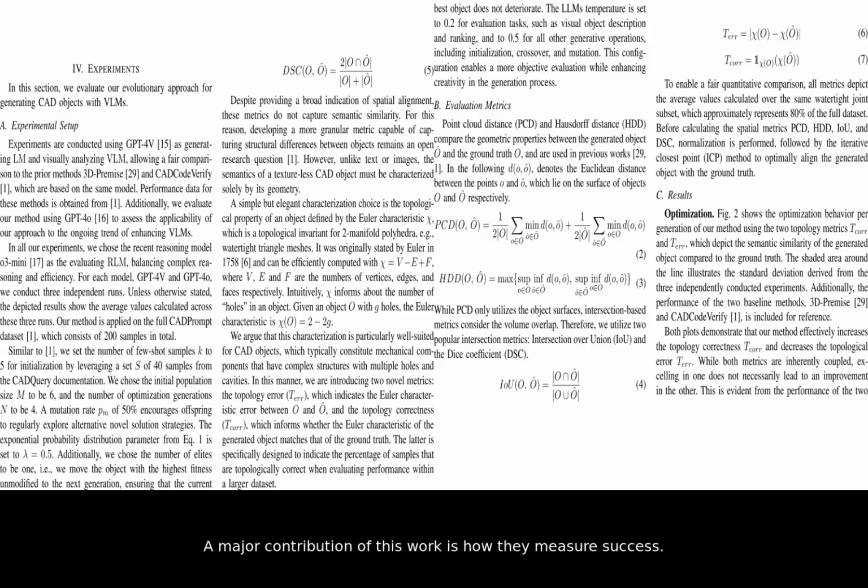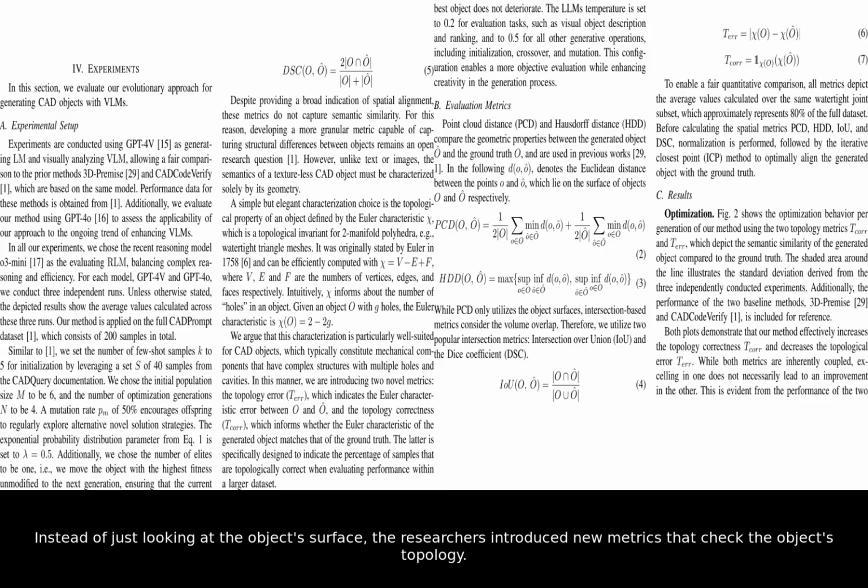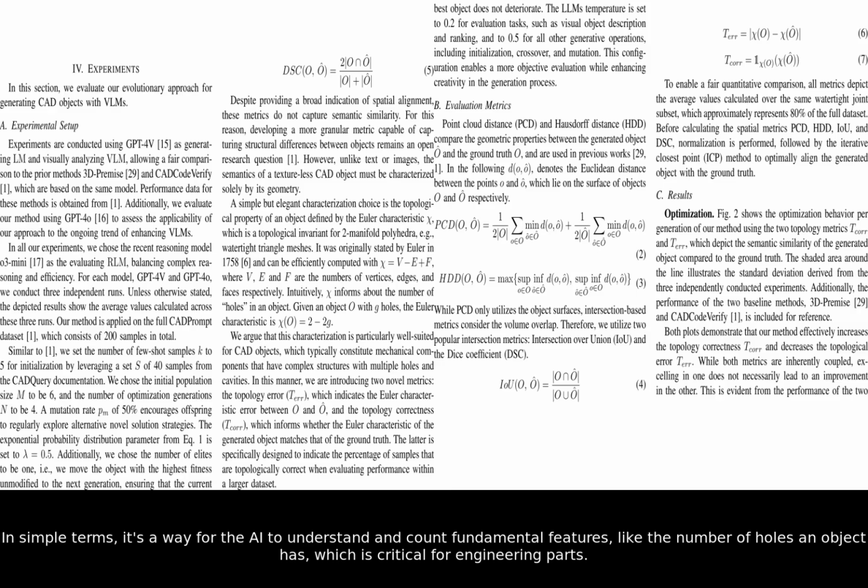A major contribution of this work is how they measure success. Instead of just looking at the object's surface, the researchers introduced new metrics that check the object's topology. In simple terms, it's a way for the AI to understand and count fundamental features, like the number of holes an object has, which is critical for engineering parts.